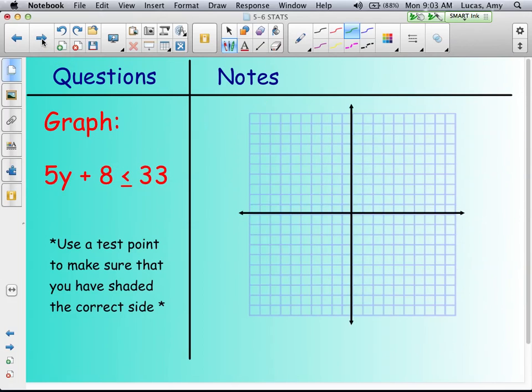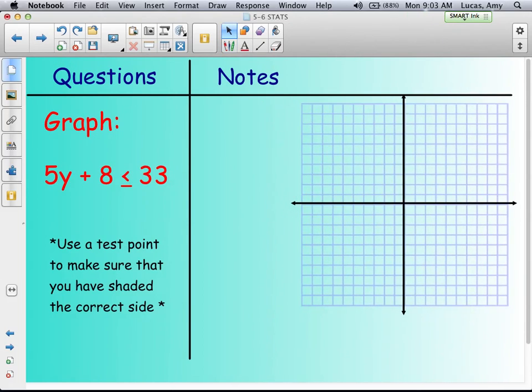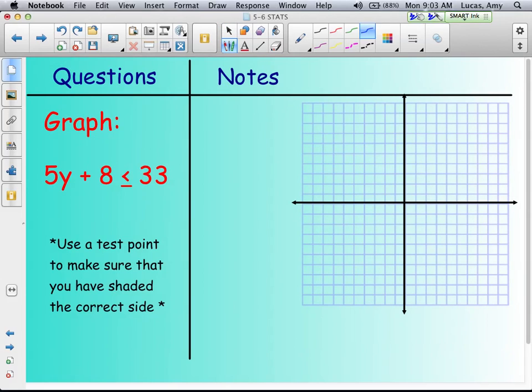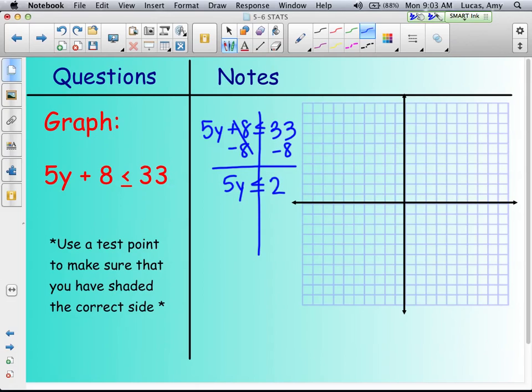The next one, similar to that, only now the only variable that we're using is y. So if I solve this to get the y by itself, 33 minus 8 is 25. Divided by 5 is 5. This symbol is going to give me a solid line. So the y-axis, 5 is right here. There's my y-intercept, solid line.